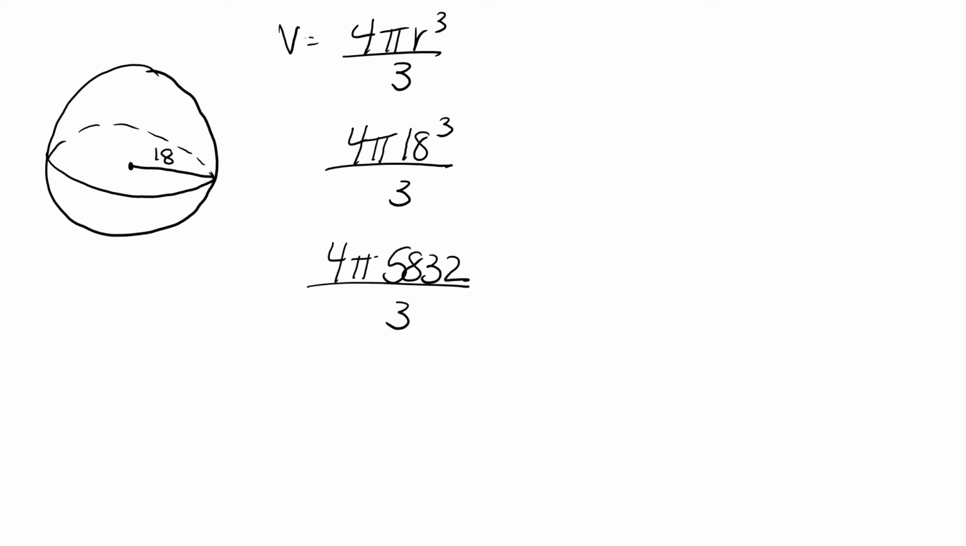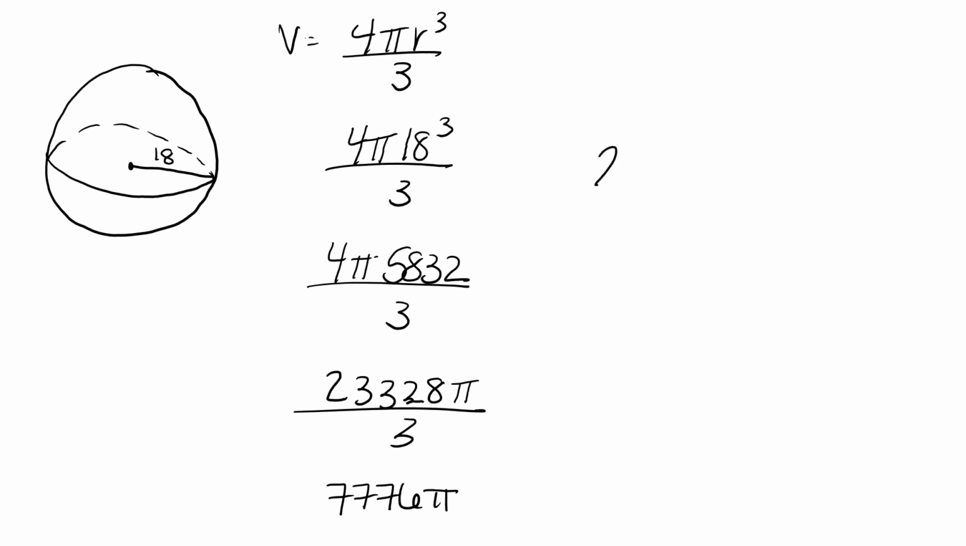We multiply that value by 4, which gives 23,328. Dividing that value by 3 to get 7776. And then we multiply by pi. The directions tell us to use 3.14 for pi. And when we multiply, we get 24,416.64. The directions also tell us to round to the nearest tenth.